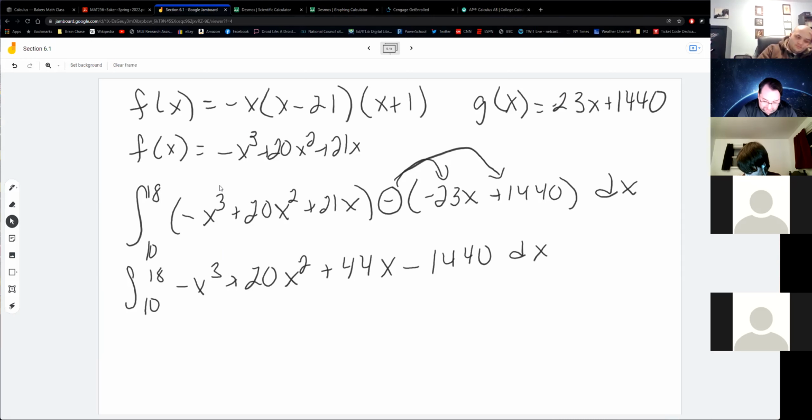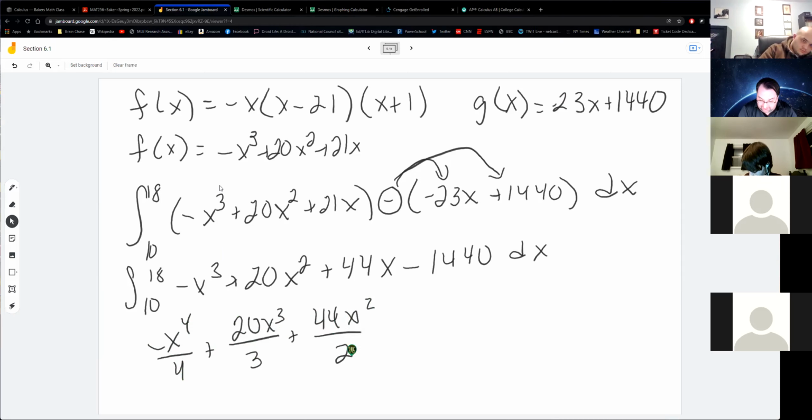All right, so let's do my integration. We get negative x to the fourth over 4, plus 20x to the third over 3, plus 44x squared over 2, and minus 1440x. And we're evaluating that from 10 to 18.